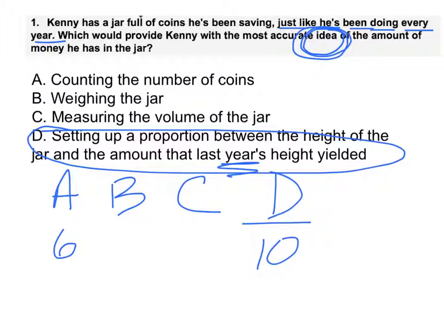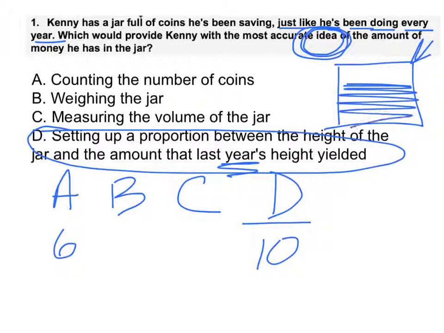So you would set up a proportion with the height of the jar. Now the height of the jar doesn't mean necessarily the actual height of the jar as it does the height at which the coins reach in the jar, if you're using the same jar every year. So the answer would be D. Set up a proportion so you could solve for an estimate of what it would be for this coming year.